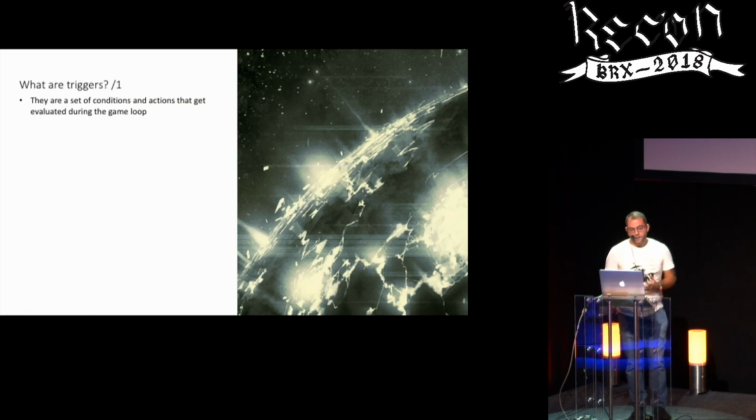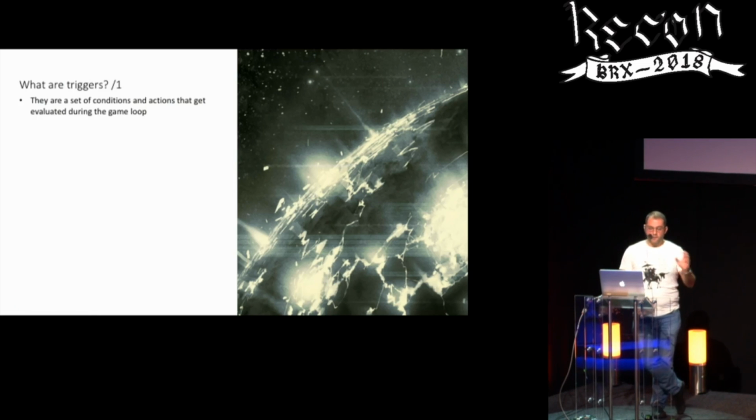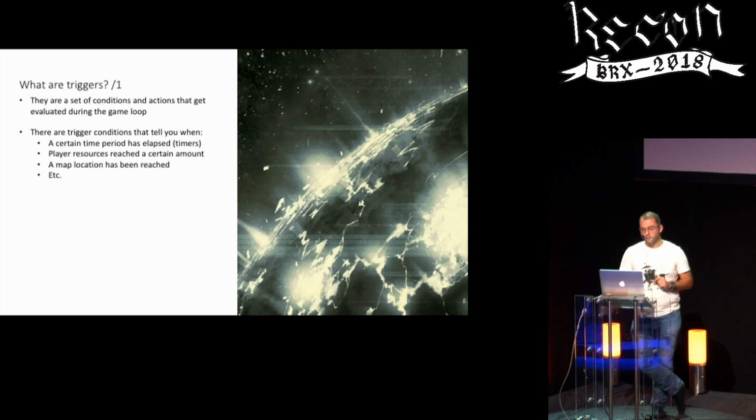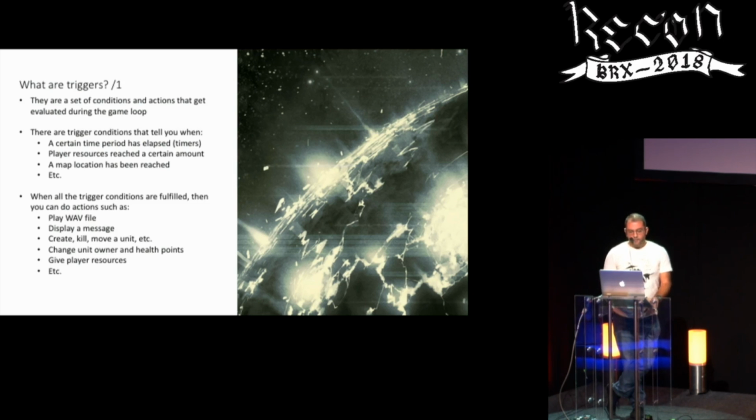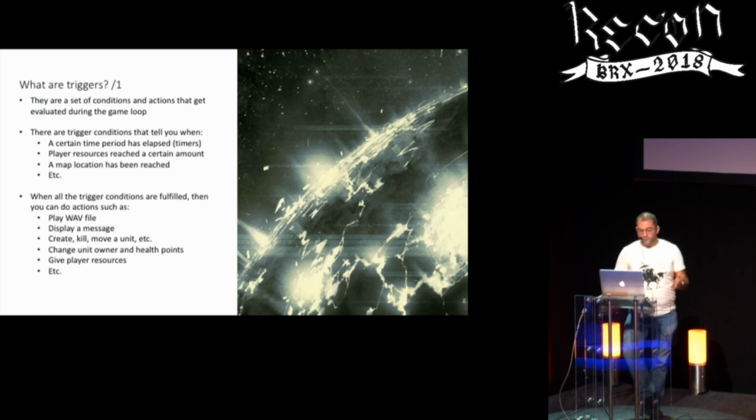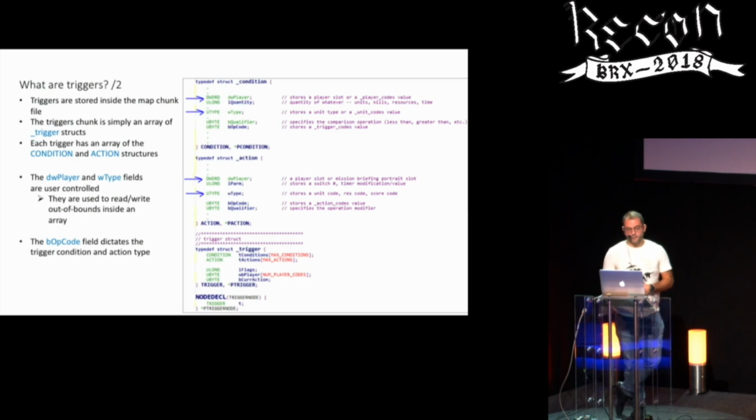So triggers essentially contain two things: conditions, and if the conditions are met, they are executed. So we have conditions like after a certain time, for example, then do an action, or if a player moves the unit to a certain map location, do something else. And in particular, we have the EUD, the extended unit deaths, which are counters that you can use. For example, if I lost 5 units of this type, do something else. You can play wave files, display text messages, spawn more units, give resources, and whatnot.